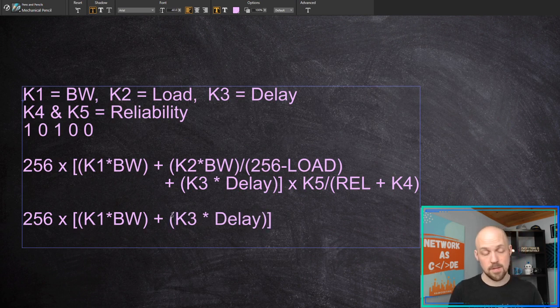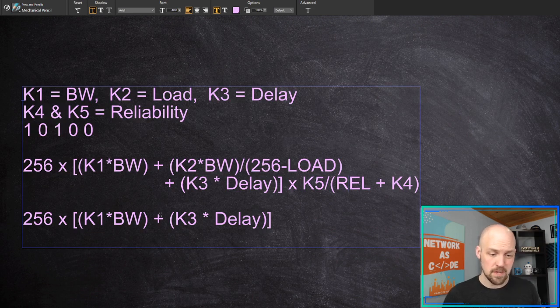That's important. You gotta know them. So there we go. This algorithm just got way simpler. The big complicated parts of it were the load and reliability portion. So fortunately, it's simply a matter of K1.